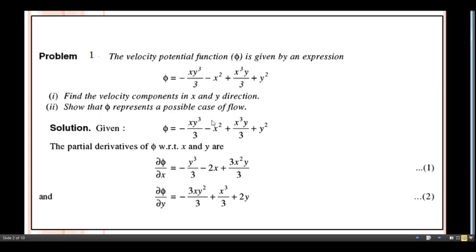What about the derivative of this term? 2x. And what about the derivative of this term? 3x square, and y by 3, the constant term, will remain as it is. Next, the derivative of this term with respect to x becomes 0 because this is a constant term. Now next, you should differentiate this term with respect to y.